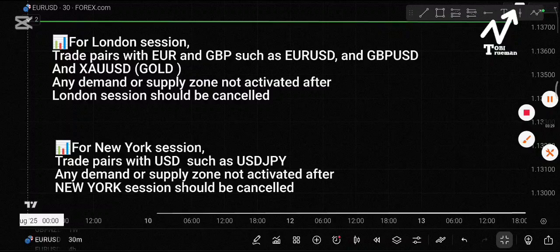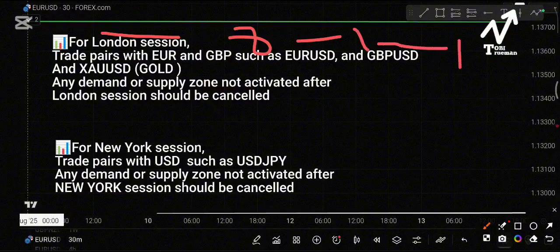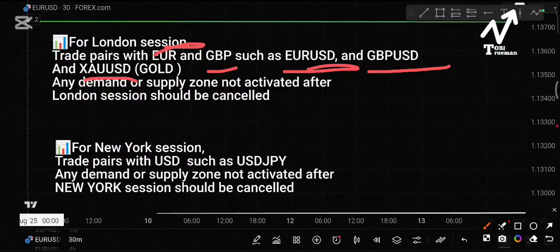Please take note that the London session runs from 8 o'clock in the morning to 12 o'clock in the afternoon, using Nigeria time. Pairs that start with EUR and GBP, such as EUR/USD and GBP/USD, and sometimes gold also, are the type of pairs that are more preferable to trade during this London session.